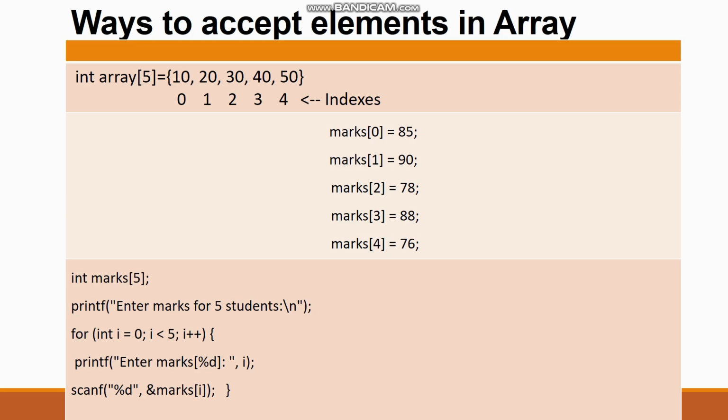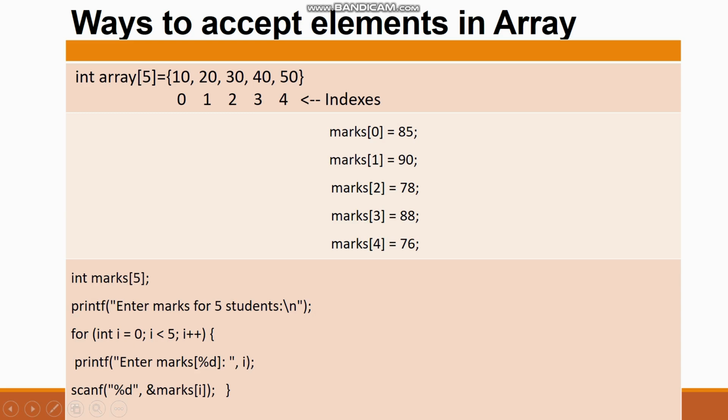So for that purpose, we are using the scanf statement, and with the help of ampersand, marks and i in square brackets, you will write i, which represents the indices. Once the loop executes, first of all i will be 0, then 1, then 2, then 3 and so on. Those will be the indexes. So here we are writing marks of i in square brackets, and as the loop executes, the user will be entering the values.